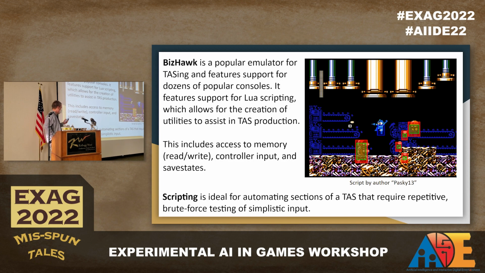So Lua scripting in BizHawk involves access to the game memory, controller input, and save states. Scripts can be written to play through a section of the game automatically, as well as reload the previous state in order to test multiple branches. Thus, it's ideal for automating sections of a TAS that require repetitive brute force testing with simplistic input. For example, in a role-playing game like the Pokemon games, it might be necessary to manipulate or re-roll a character in order to obtain optimal statistics.